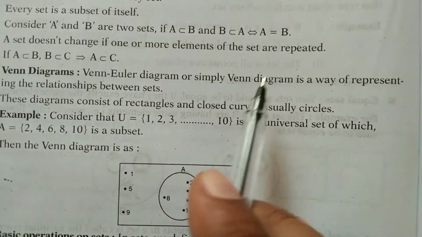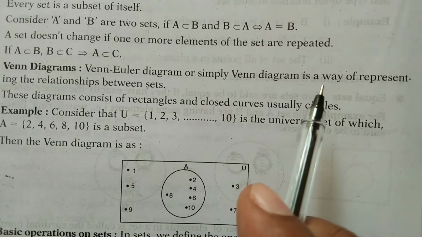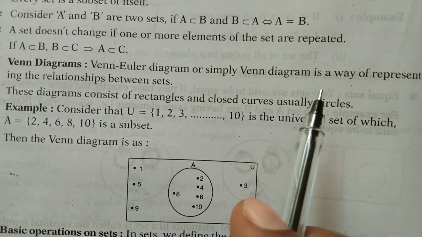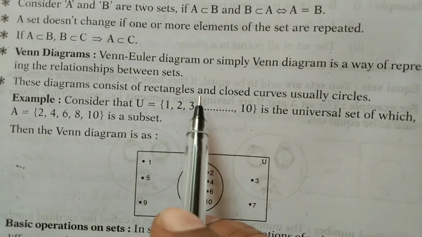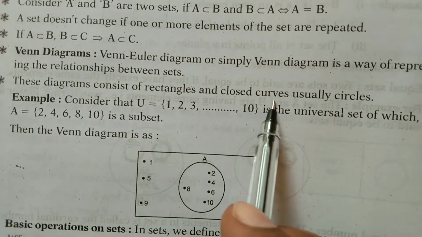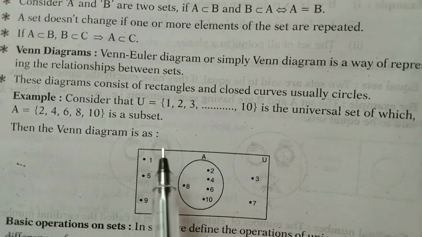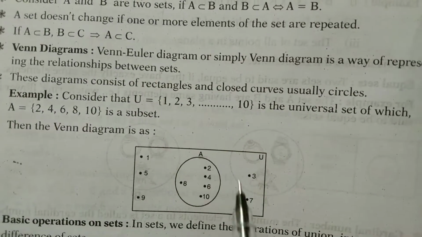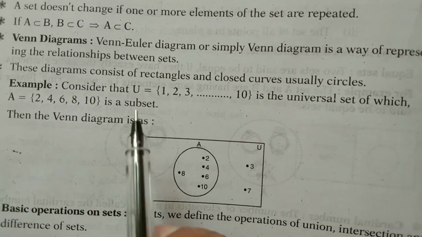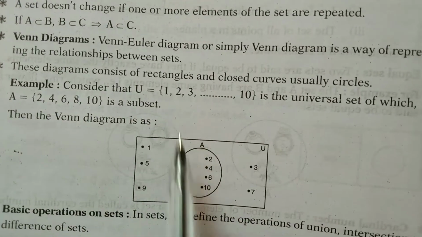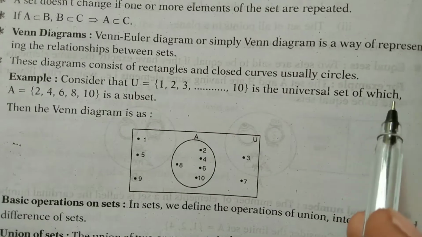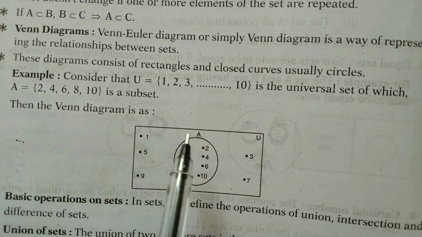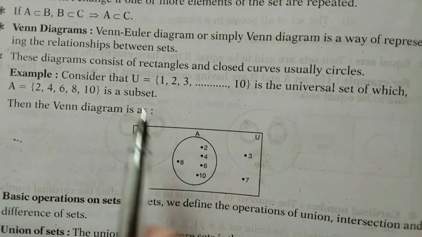Okay. Now coming to Venn diagram. Venn-Euler diagram, or simply Venn diagram, is a way of representing the relationship between sets. These diagrams consist of rectangles and closed curves, usually circles. Consider that mu equal to 1, 2, 3, 4 and so on up to 10 is the universal set, of which A equal to 2, 4, 6, 8, 10 is a subset.